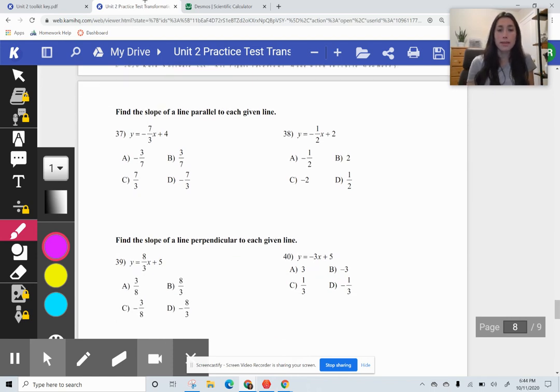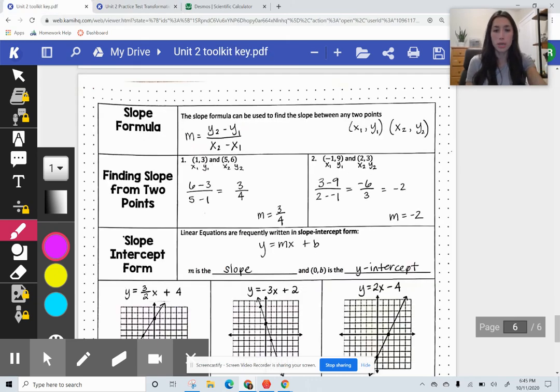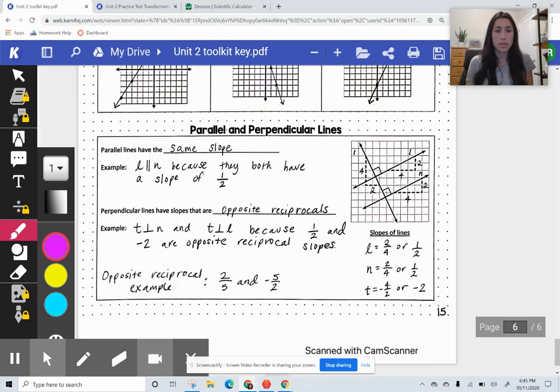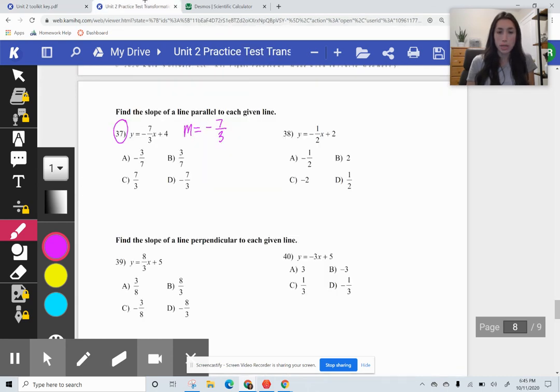Find the slope of a line parallel to each given line. So with question 37, our equation here is y equals negative 7 over 3 x plus 4. So our m, our slope for that, is negative 7 over 3. And let's remind ourselves in our toolkit what we wrote about parallel lines. Parallel lines have the same slope. The same slope here. All right. So then if we go back to our question, if our slope is negative 7 over 3, we would want it to be the same if the lines were parallel. So that would also be negative 7 over 3. Give you a moment, answer question 38.